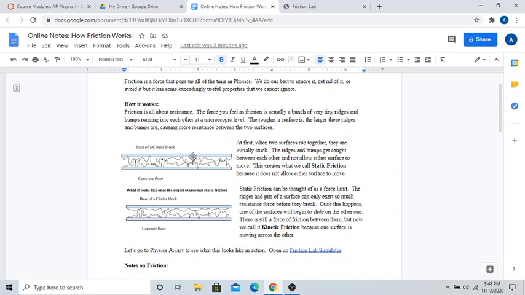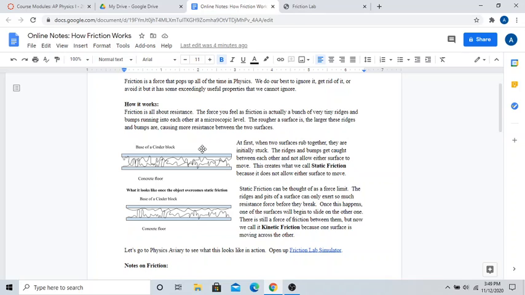When this happens and the two objects don't move, so if I'm trying to pull something and it is stuck, we call that static friction. That's a very specific type of friction that happens when two surfaces are stuck together, and no matter how we try to pull one across the other, it will not let them go because all the little ridges and valleys are caught between each other. Unfortunately, there's a limit to how much these ridges and valleys can exert forces on the other ones before some of them start to break off.